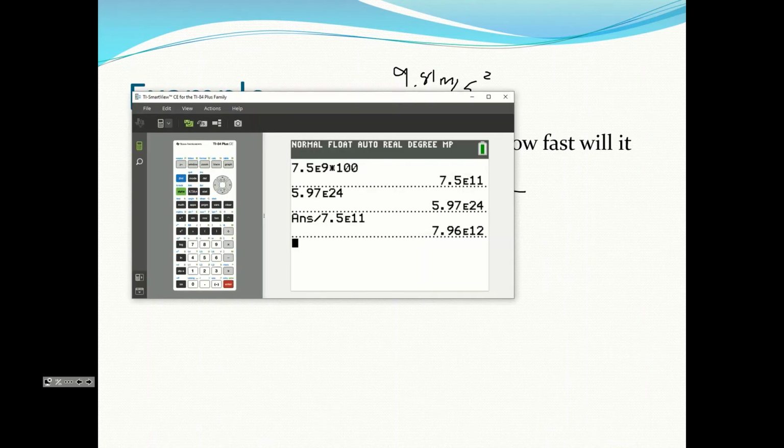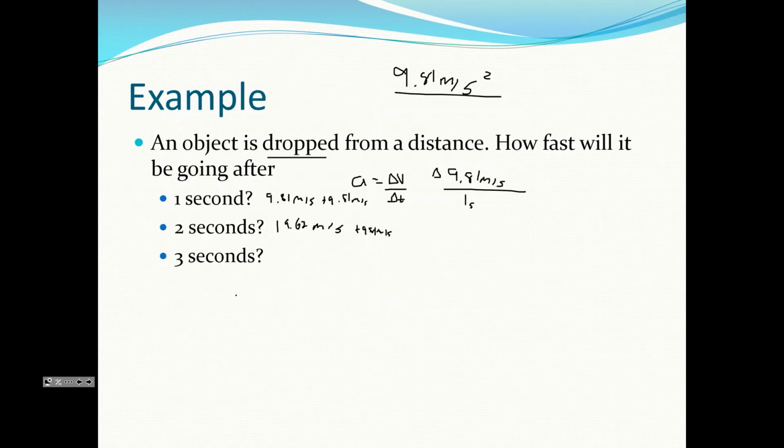I forget, I can't do this in my head. So if I go 19.62 plus another 9.81, then I end up getting 29.43 meters per second. So that's what 9.81 meters per second squared is.